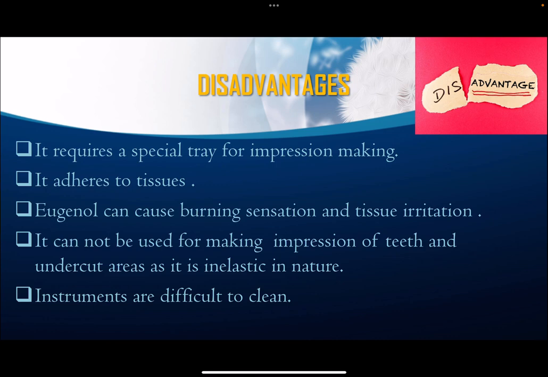The disadvantages are it requires a special tray for impression making. We cannot make an impression with custom tray. It adheres to the tissues. As I said earlier, the eugenol can cause a burning sensation and tissue irritation. It cannot be used for making impression of teeth and undercut areas as it is inelastic in nature, as it is rigid. It will break. Instruments are difficult to clean.